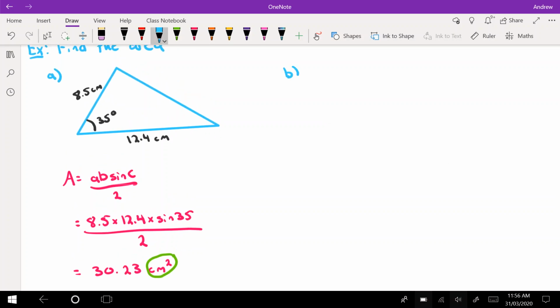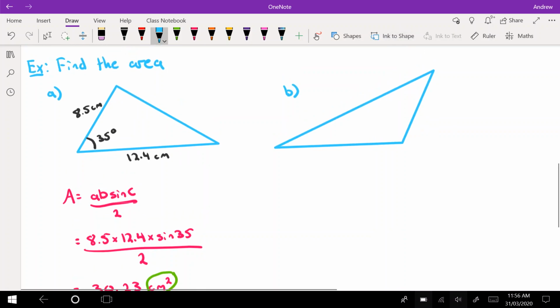Question B. Another cool triangle. Okay. So let's say that this angle in here is 105 degrees.